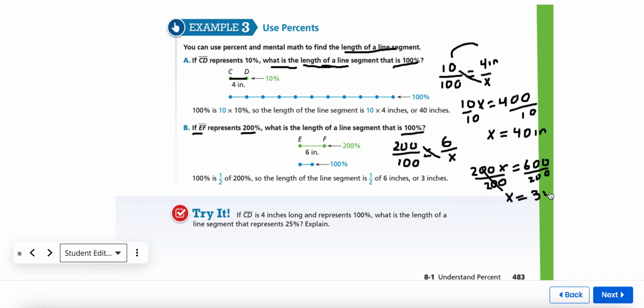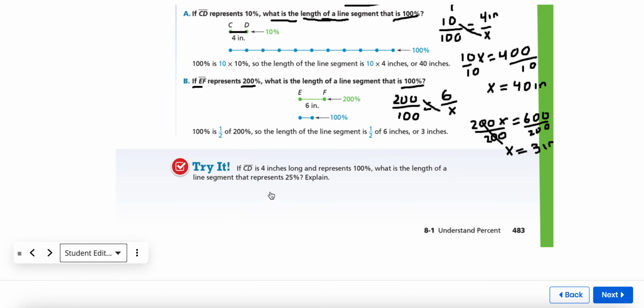Therefore, a line segment that is 100% will be 3 inches. It makes sense because it will be half of 200%, which is half of 6, and half of 6 is 3 inches. Okay, let's look at this question at the bottom. If CD is 4 inches long and represents 100%, what is the length of a line segment that represents 25%?